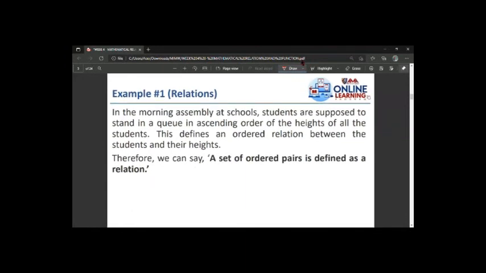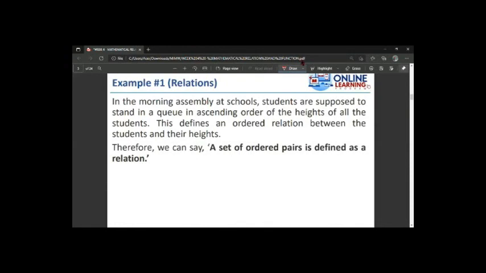So, for example, in the morning assembly at schools, students are supposed to stand in a queue in ascending order of the heights of all the students. So this defines an ordered relation between students and their height. So sa morning assembly daw, okay, yung parang ceremony at school, students are supposed to stand in queue, so meaning stand in line in ascending order. So according to the height, so that is from the shortest to the tallest. So with that, we can say that there are two sets and they have an ordered relation or ordered pair.